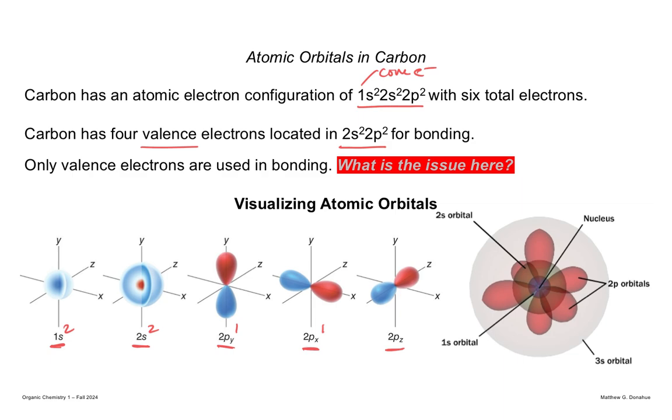Now the crux of this issue is for the 2s2 and 2p2, the 2s2 are already paired. If they're paired, how can they be shared in bonding? The 2p electrons that fill the y and x orbitals, they're unpaired. So they can form bonds. But then the issue is, look at how they're oriented. They're 90 degrees to one another. They're on different axes.